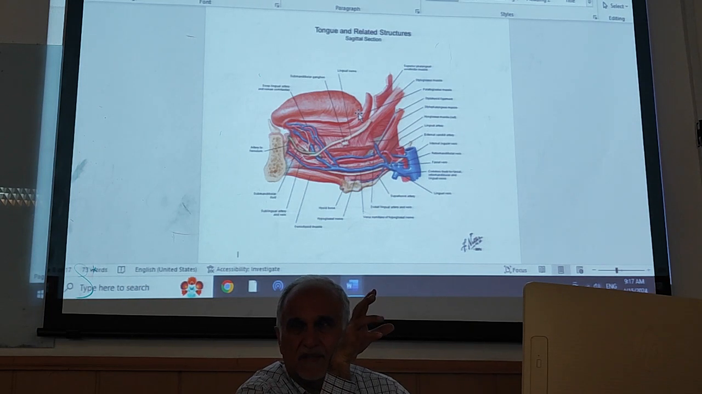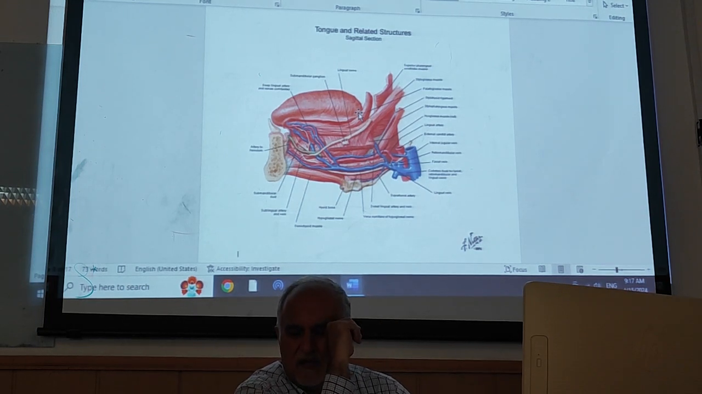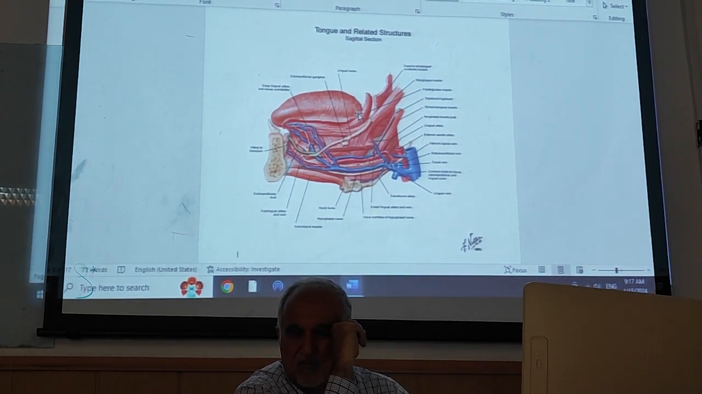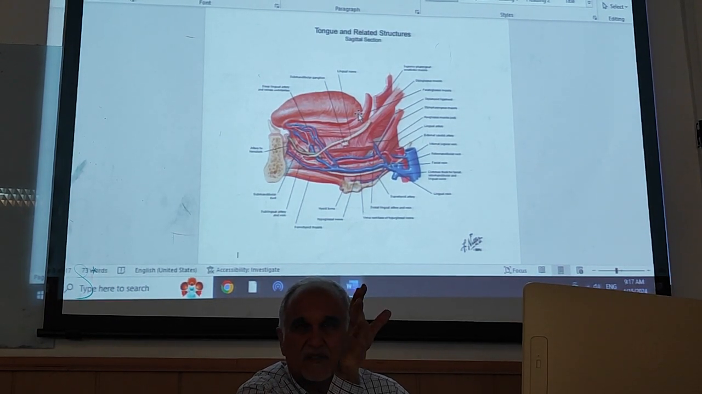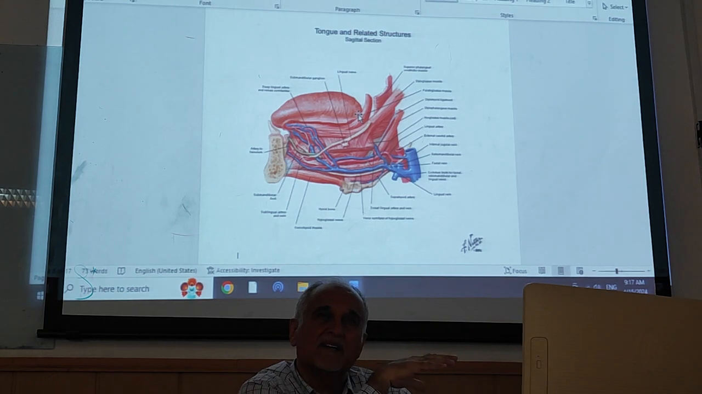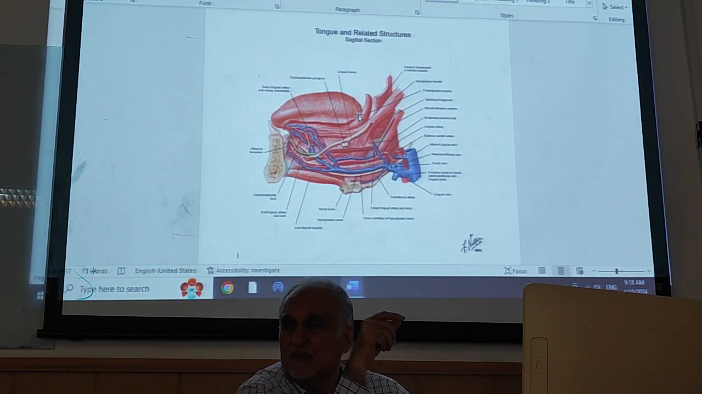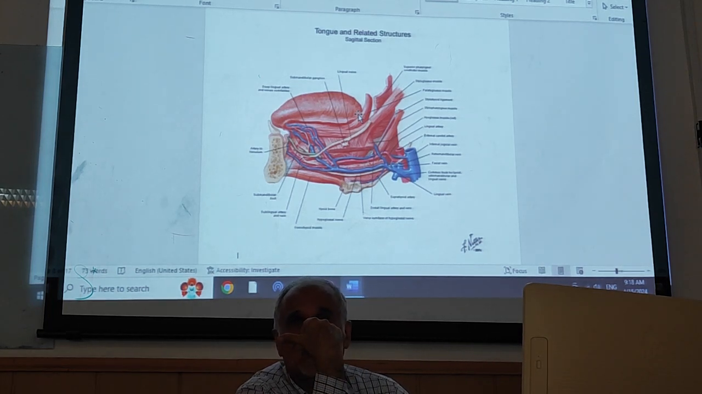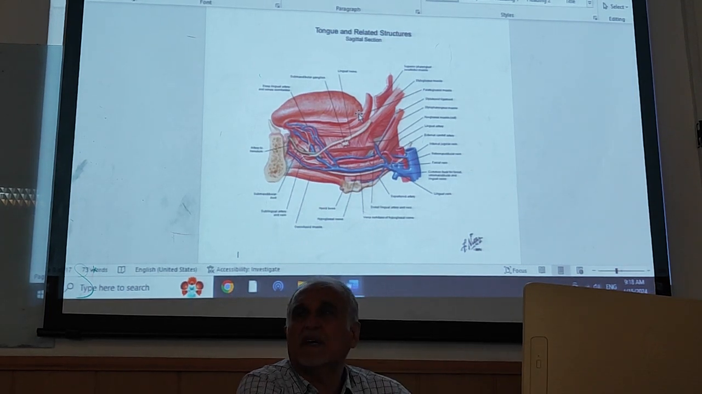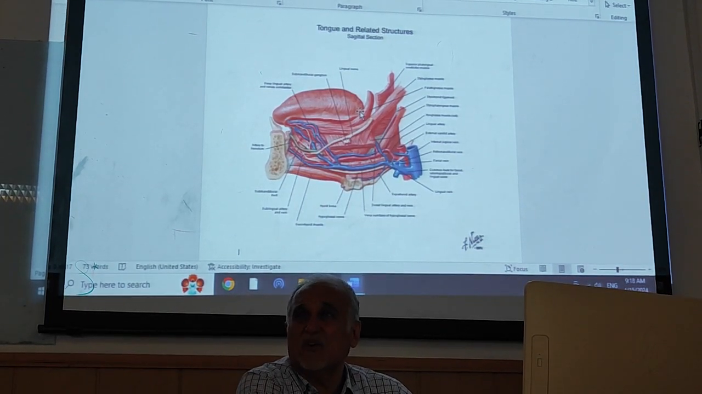Do you get this? Do you know the tenth nerve? We say vagus. And 11 should be accessory, and 9 should be glossopharyngeal. Okay, this one supplies the posterior 1/3 of the tongue.